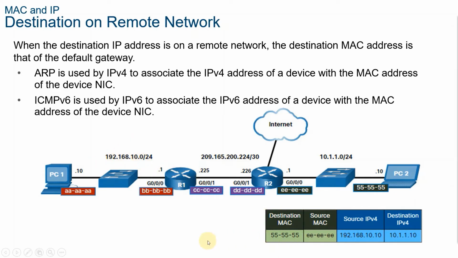Okay? Now, how are the IP addresses of the IP packet in a data flow associated with the MAC address on its link along the path to the destination? So for IPv4 packets, this is done through a process called Address Resolution Protocol, or ARP. For IPv6, the process is called ICMPv6 Neighbor Discovery, or ND.